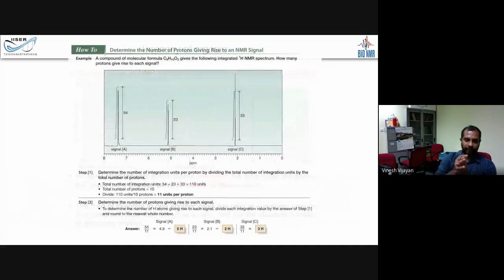Now, how are you going to find out? Let's look at this molecule. That is C9H10O2. So there are totally 10 hydrogens.